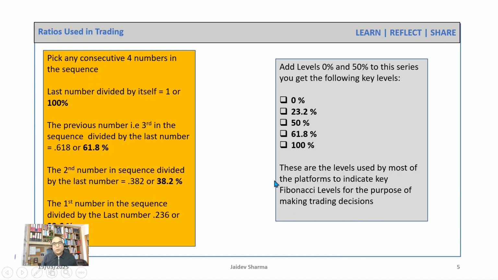I just showed you how to calculate some ratios using four consecutive numbers. If you were to add two more elements to those numbers, one 0% and a midpoint at 50%, then the levels that you get are the key levels which are used in trading as key support or resistance levels. Going forward, when we talk about technical analysis and using Fibonacci levels, we will be using these five levels: 0%, 23.6%, 50%, 61.8%, and 100%.